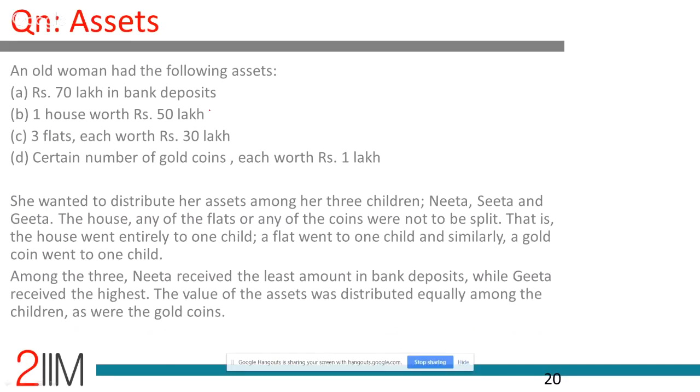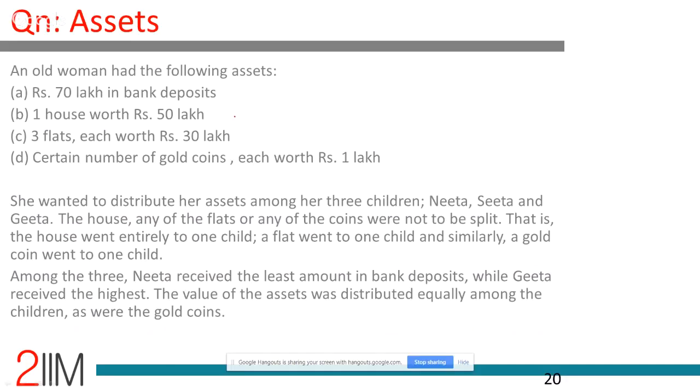Among the 3, Neeta received the least amount in bank deposits, while Geeta received the highest. The value of the assets was distributed equally among the children, as were the gold coins. So the total assets were equally distributed. Gold coins were also equally distributed. And the key point here, we don't know how many gold coins there were. I'm going to make sense of this.